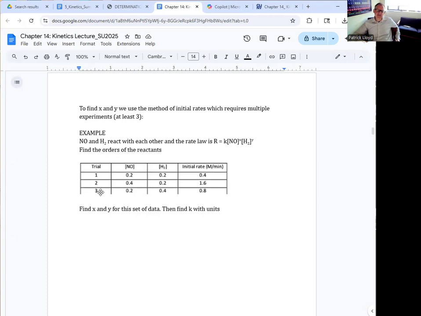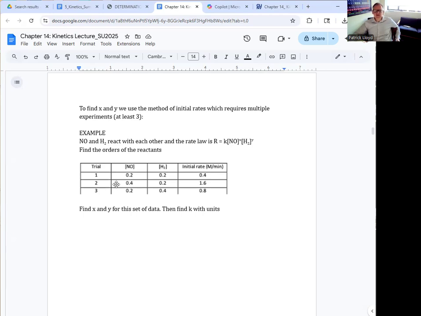And notice the way this is set up. Here's a set of data. There are 3 experiments. A trial is essentially an experiment. So there's 3 experiments, 1, 2, 3. And what you'll see if you look at these numbers is that in experiment 1, the concentration of each reactant is the same, 0.2 molar. And then we have an initial rate. The rate at the beginning of the reaction is 0.4 molar per minute.